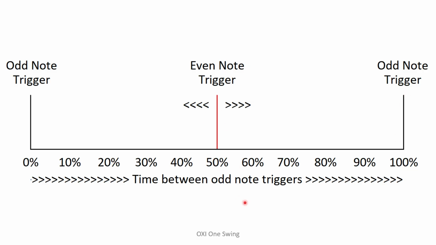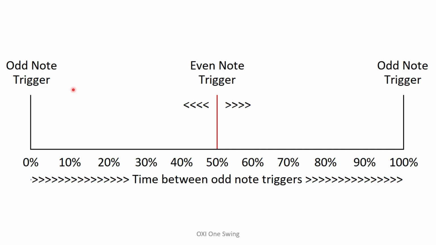Changing the swing value for this sequencer track moves the even note trigger earlier or later relative to the neighboring odd note triggers. You might reasonably assume that the OXI swing values are simply the percentage of time between odd numbered notes, that if you set the swing to 10, even numbered notes would trigger 10% of the way between the odd numbered notes.